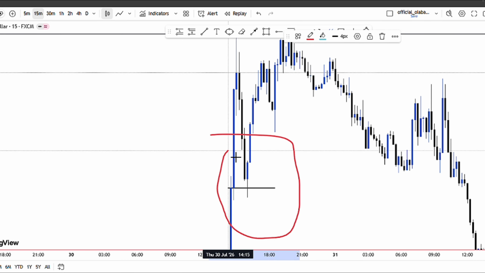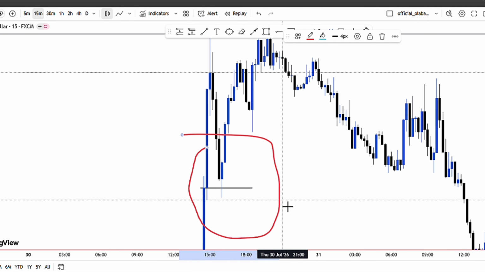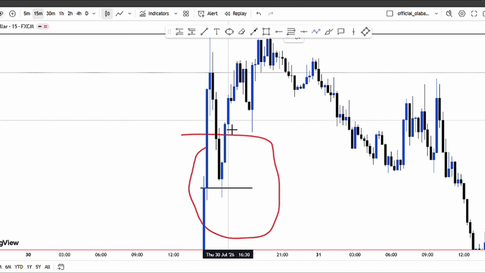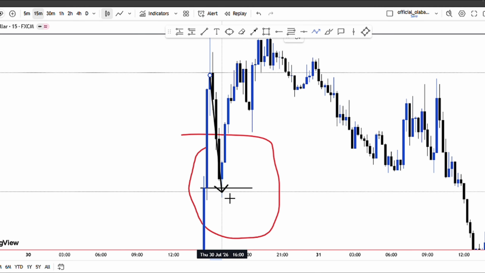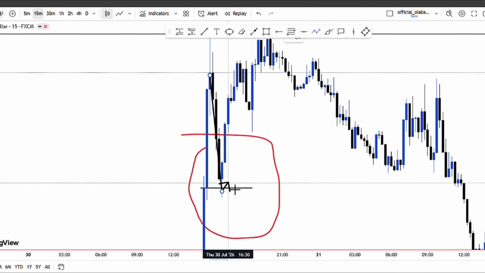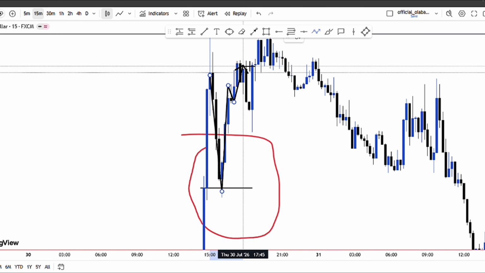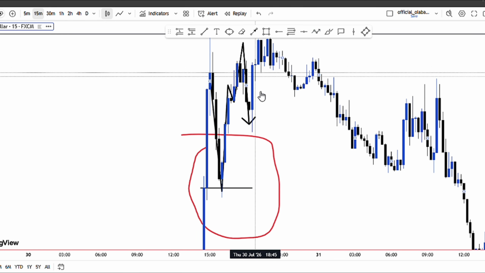Where exactly is the liquidity? There's no liquidity here. The price literally just came down, mitigated this particular key level, and moved up from there. There's no liquidity right there.